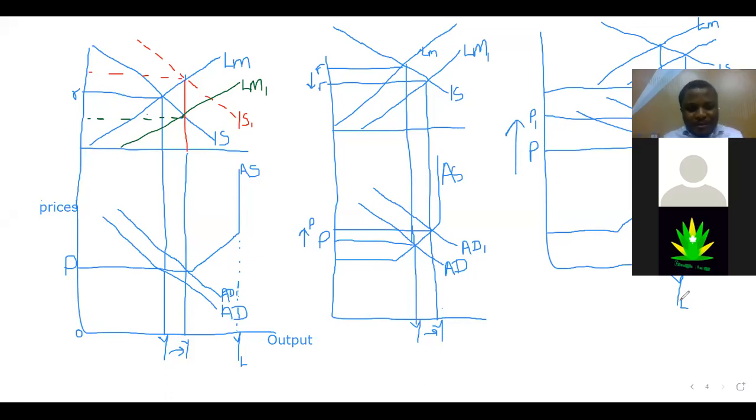So what implications can we draw from all of this? All right. So let's draw our implications now. The first implication we can draw from this is that in the short run, when the AS is flat, that is when the AS is horizontal, okay?